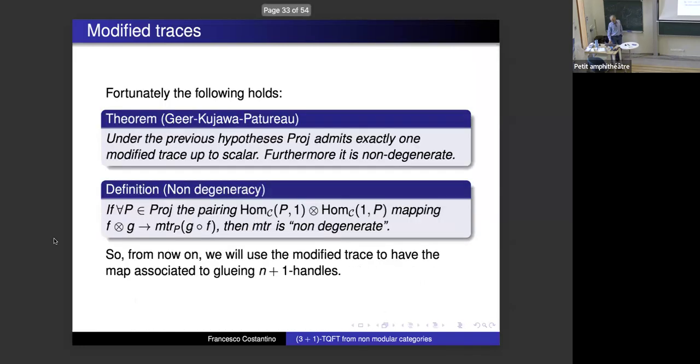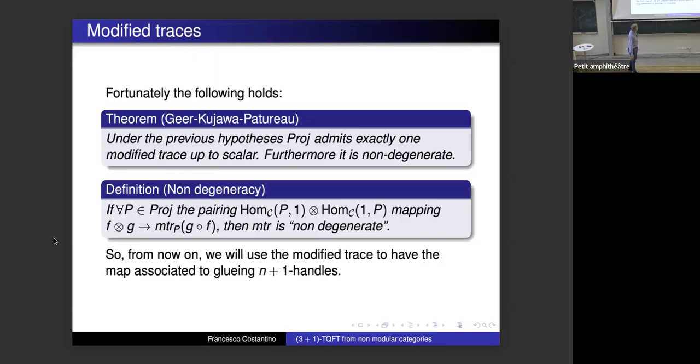Okay, so the question still holds: can I do gluing of maximal index handles? Can I fill the spheres with balls? Can I make those spheres disappear? Do we have these linear maps? Yes, if and only if I have a modified trace, and hopefully, fortunately, modified traces do exist under our conditions.